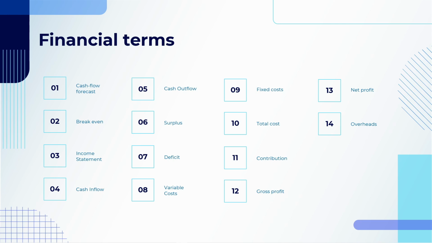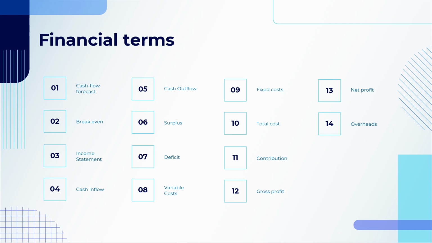Number 3, income statement. An income statement shows income, expenses, and profit or loss. Cash inflow. Cash inflow is the cash that is moving into the enterprise, whereas cash outflows is the cash that is moving out of the enterprise. Number 6, surplus. A surplus means that the cash inflows are higher than the cash outflows, whereas a deficit means the opposite. So the cash going out of the business is higher than the cash coming into the business.